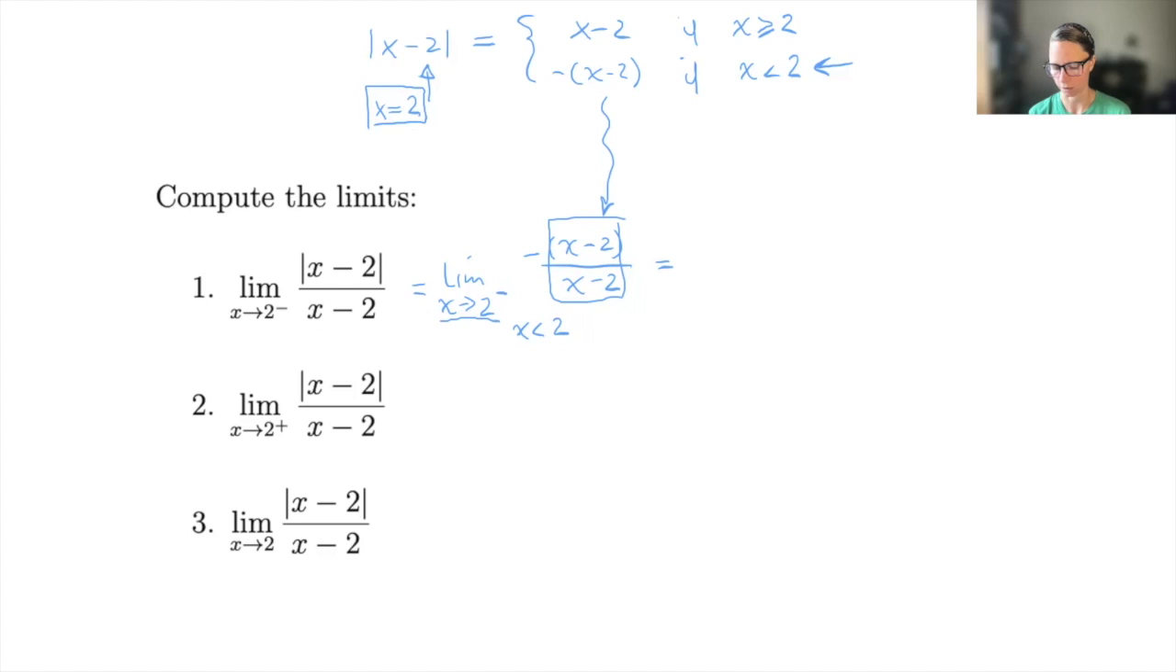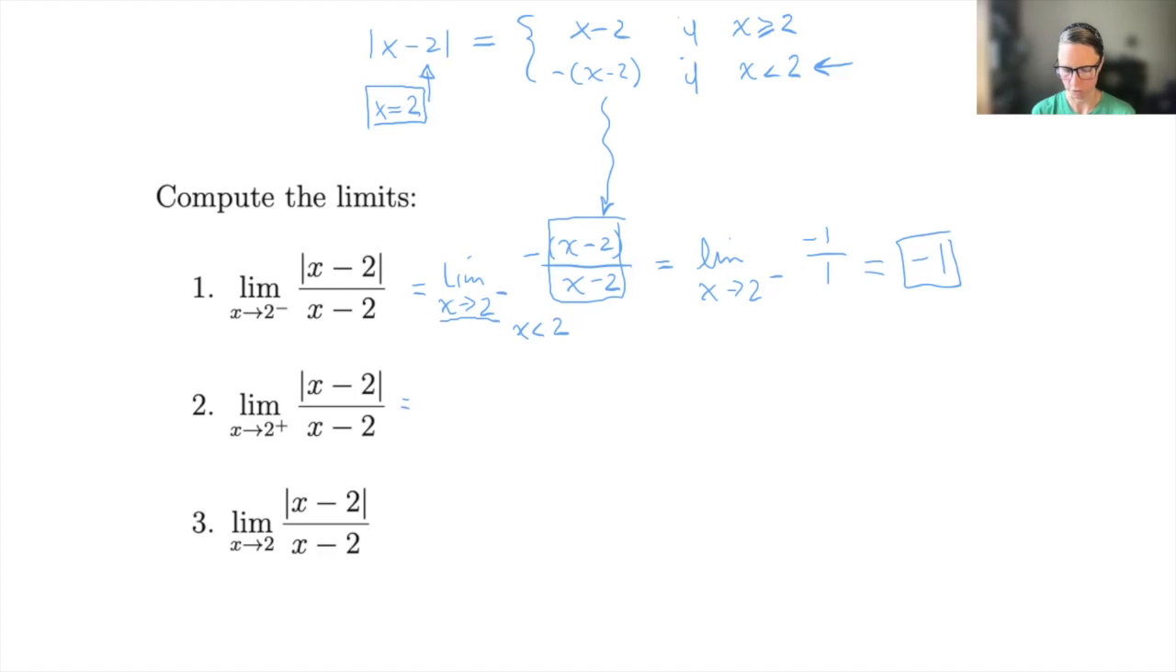And so we can go ahead, not taking the limit yet, we're just doing algebra. We can go ahead and cancel out those x minus 2 terms, and we're left with the negative 1 on top and a 1 on the bottom. Now we can take the limit. What happens to negative 1 as x is approaching 2? Well, it doesn't change. The answer is negative 1.